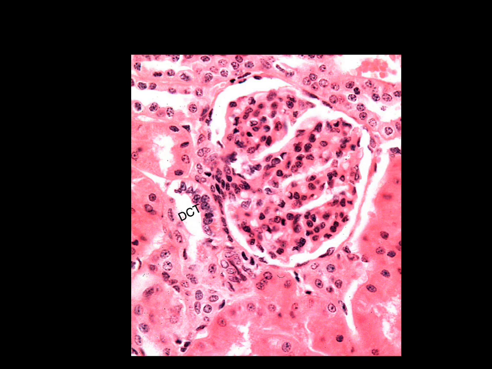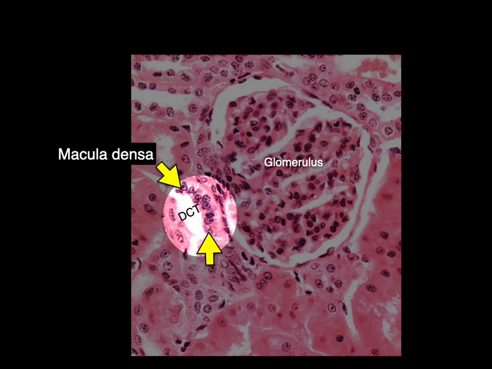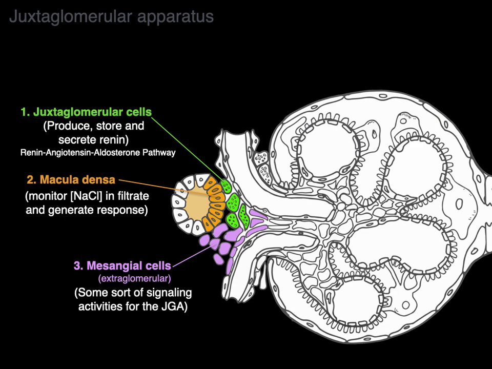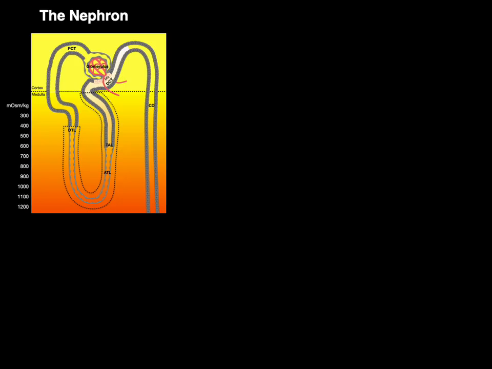There is an H&E stain of the distal convoluted tubule and the glomerulus, and there are those rows of cells, the macula densa. Now, mesangial cells, they do some sort of signaling activities for the juxtaglomerular apparatus, but I don't fully understand it, so I'm just not going to talk about it. So there we have our three parts of the juxtaglomerular apparatus.